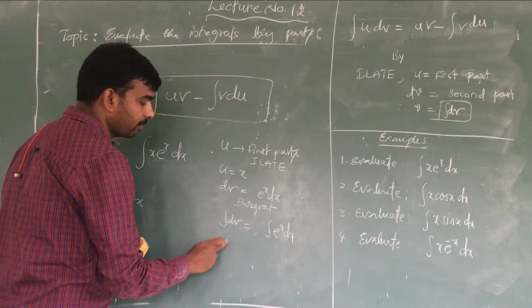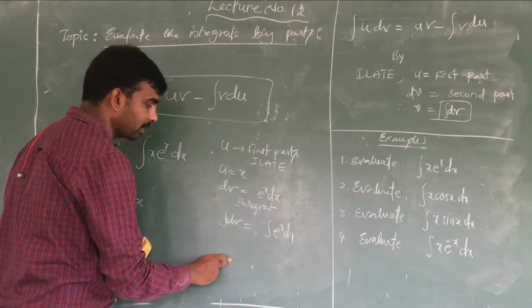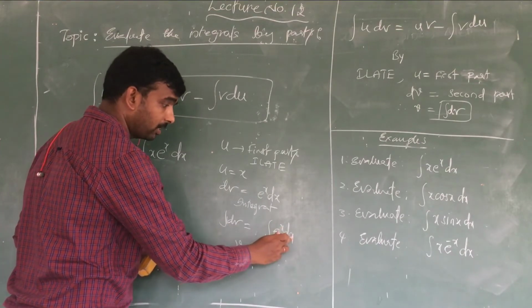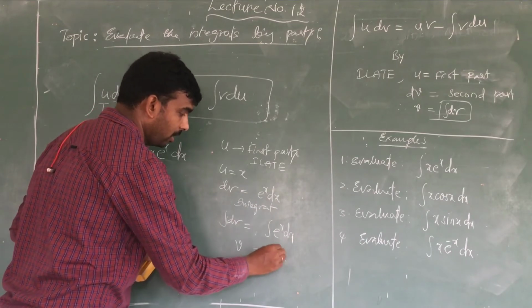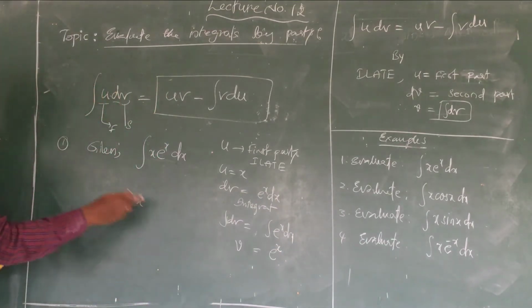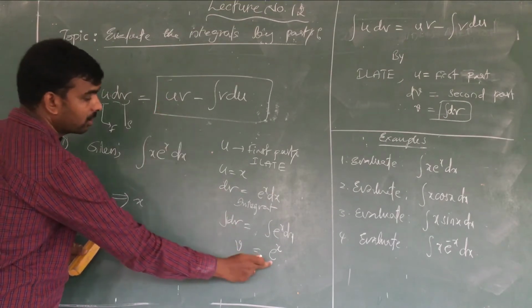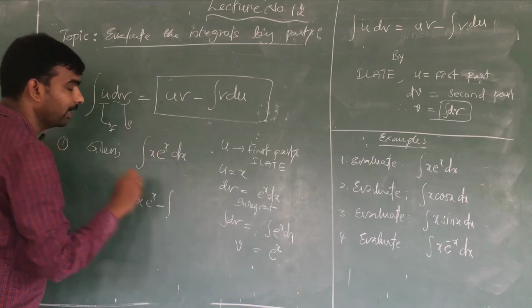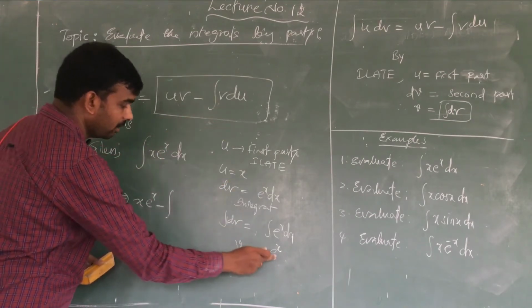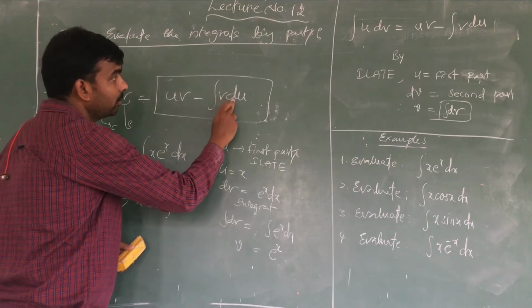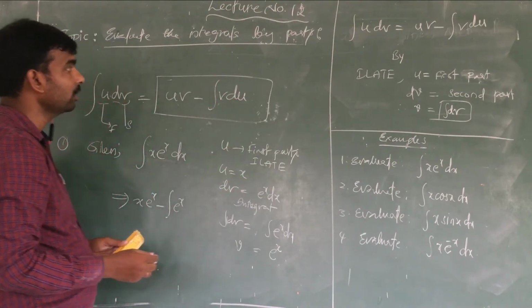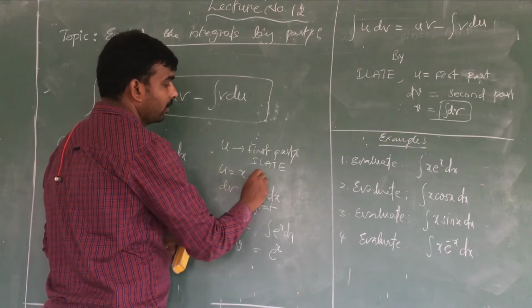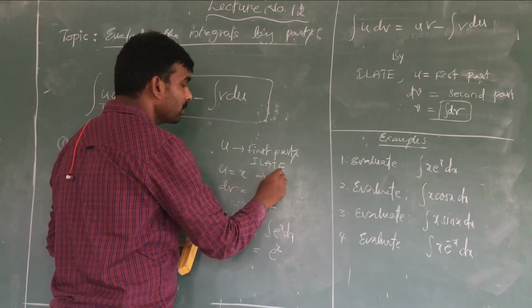Integration of 1 into dv is v. Integration of e to the power of x into dx, that is the standard formula, is e to the power of x. So here v is e to the power of x. Minus integration of v, that is e to the power of x, into du. Here du means differentiation of u. Here u means x, and differentiation of this is du.